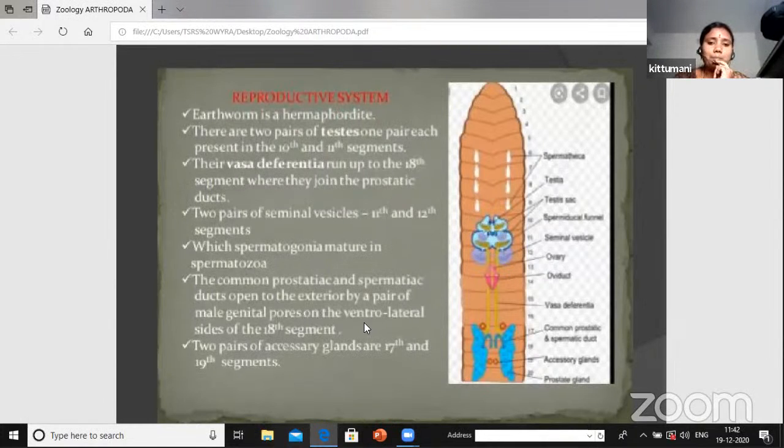In the previous class we learned about the accessory glands and in which segments they are located. The prostate glands are located at the 18th to 19th segments. What is the function of the prostate glands? They are useful in spermatogenesis and maintain the concentration. Here, the pair of accessory glands at the 17th and 19th segments we observe, and the common prostatic and spermatic duct is also present.